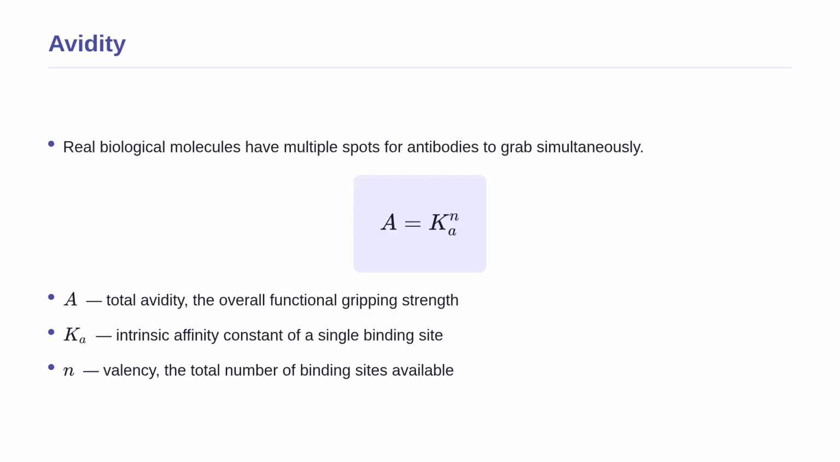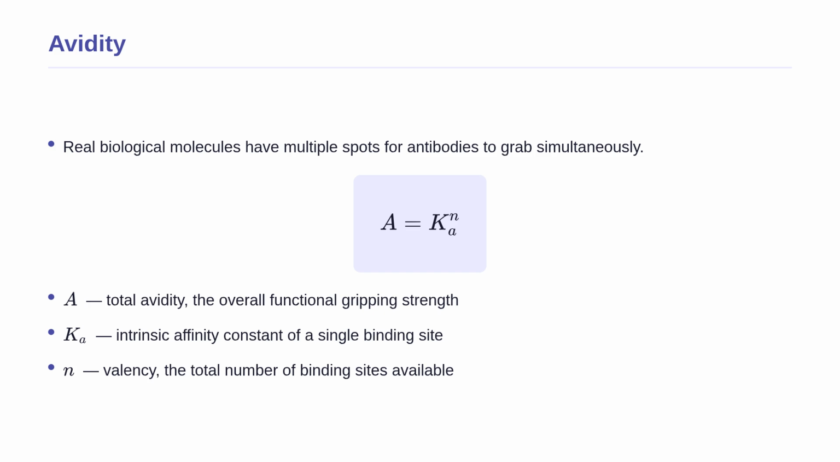Now that we understand how size and complexity matter, let us look at the mathematics of large molecules. Real immunogens are huge structures with many spots for antibodies to grab simultaneously. We measure this combined overall gripping strength using the concept of avidity, denoted by capital A. Conceptually, this formula shows that total strength is not just added up, it grows exponentially.